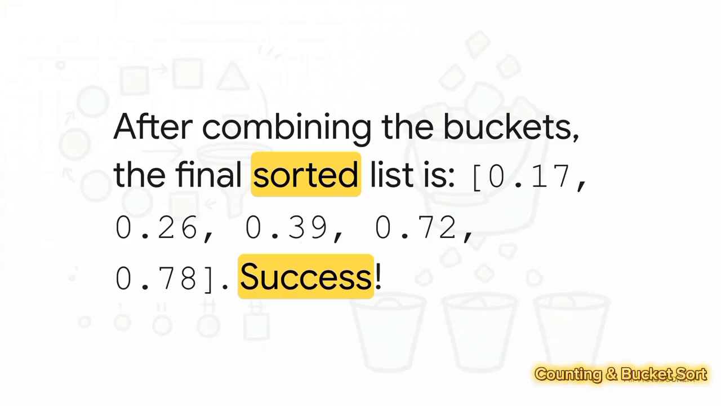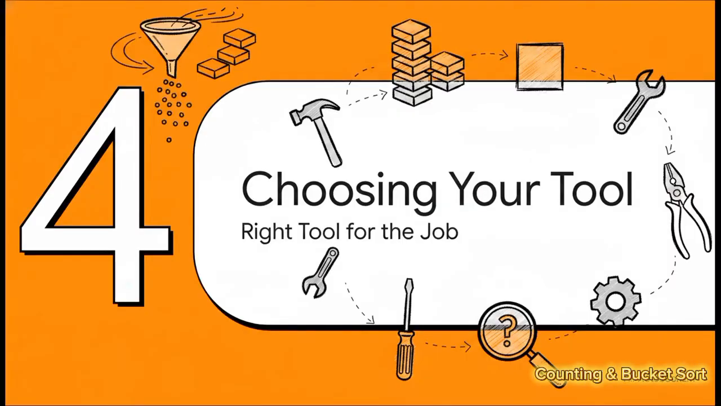And voila! After we sort the items within bucket 4 and then stitch all the buckets together from 0 up to 4, we get our final, perfectly sorted list. You see, the heavy lifting was in the distribution, not in that endless cycle of comparing every single element with every other element. So there you have it. 2 powerful but, as we've seen, highly specialized sorting techniques.